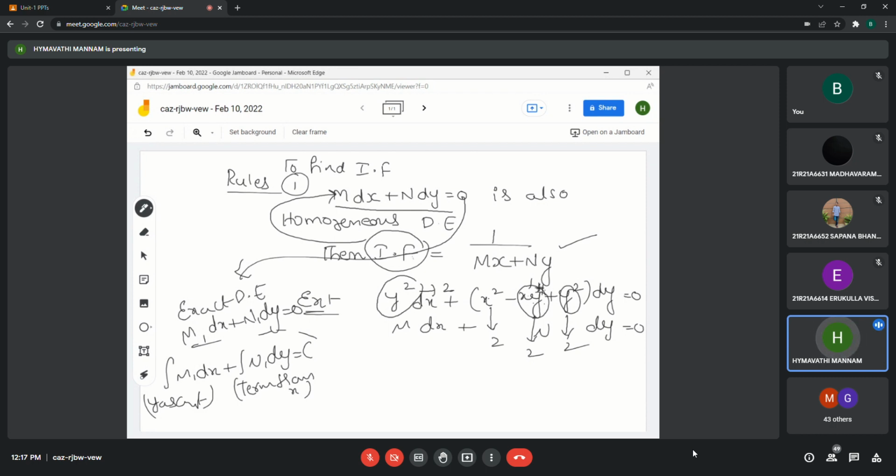But here, the integrating factors are different. The process of the solution is the same in all the rules, but finding an integrating factor is different. So this is rule 1. And next, let us see rule 2.